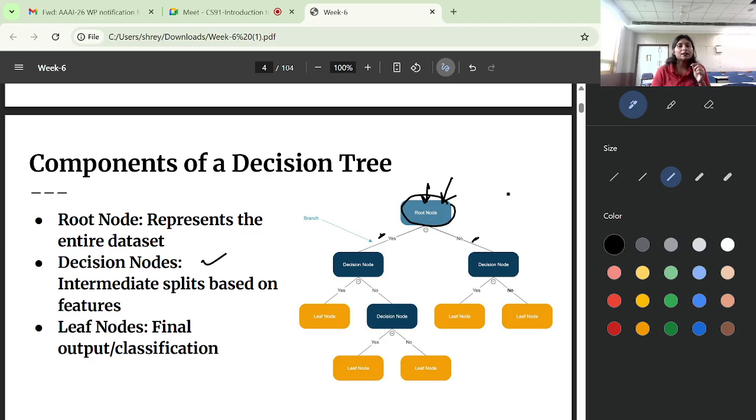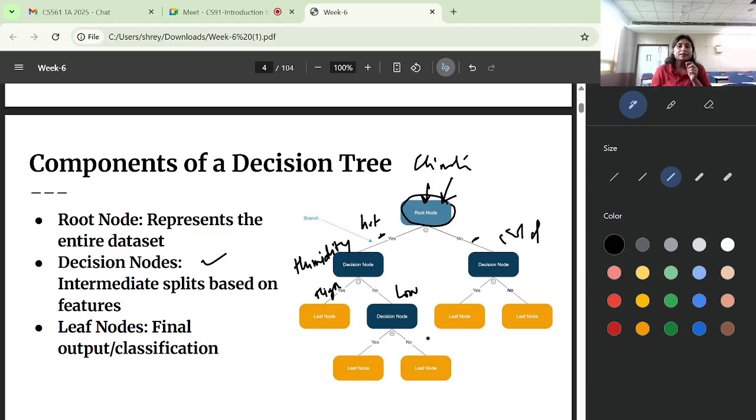You can say that, let's say, this root node is climate. Climate can be hot or cold. Another is, let's say, humidity. This humidity can be high or low. In this way we can have multiple features on the decision nodes, but the root node is the most important feature out of your data set.